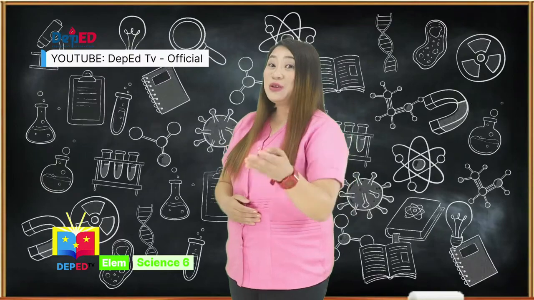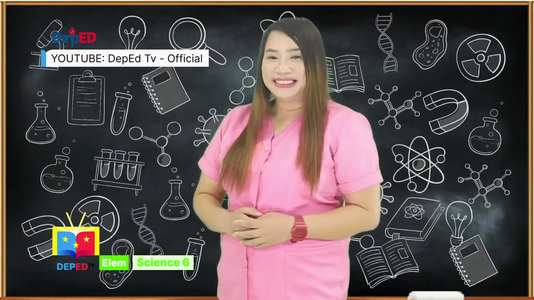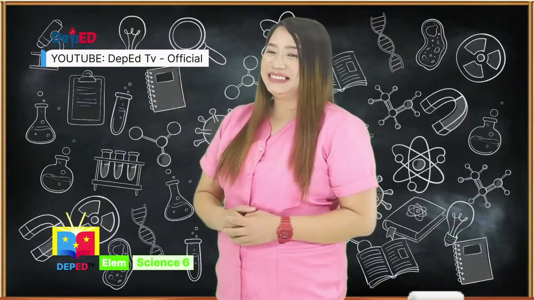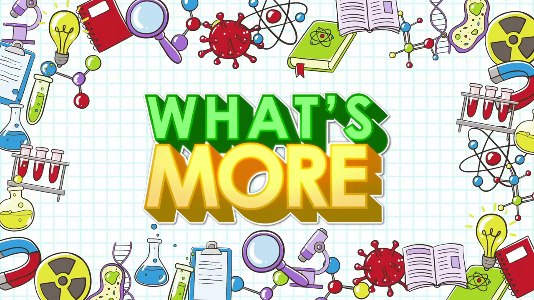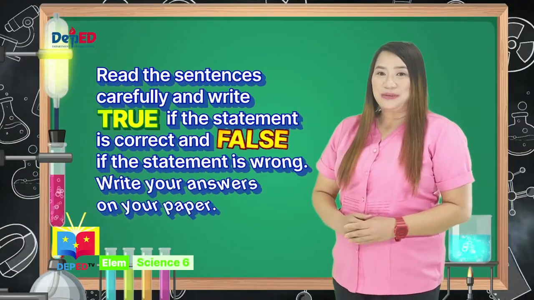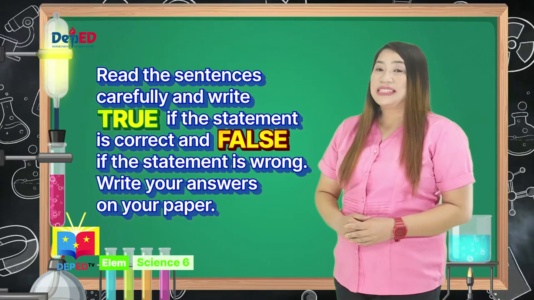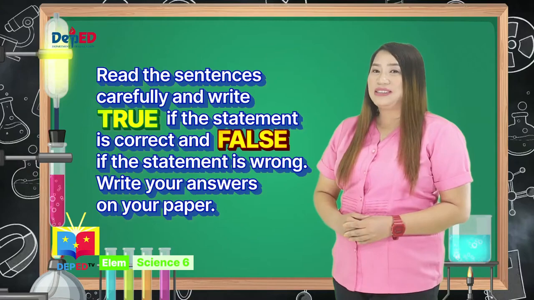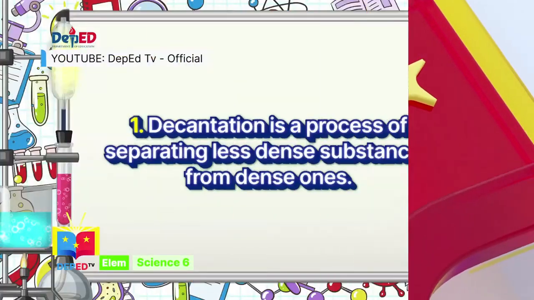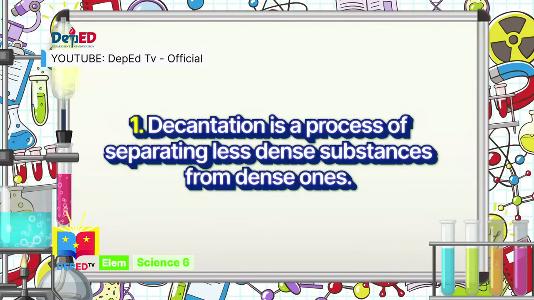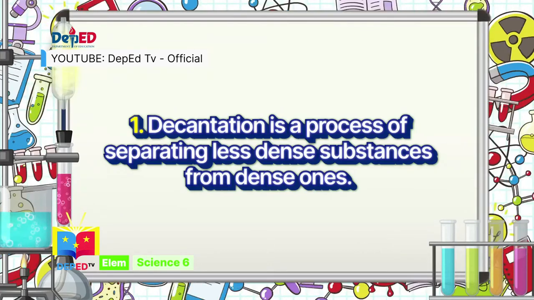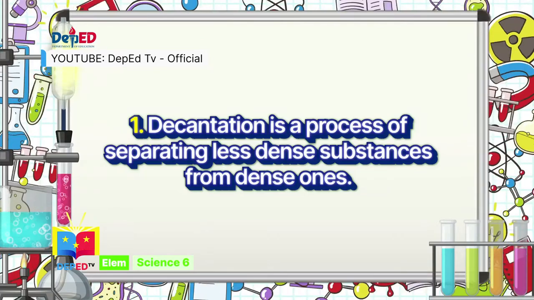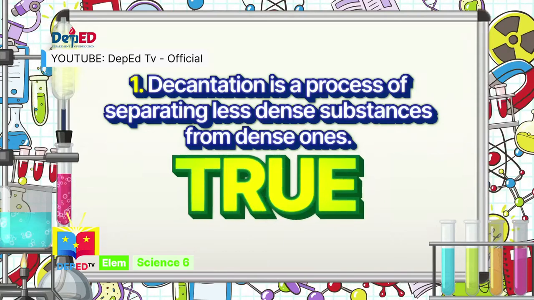Science-minded learners, do you want another activity? Yes! Let's move on to What's More activity. Read the sentences carefully and write true if the statement is correct and false if the statement is wrong. Write your answers on your paper. Number 1. Decantation is a process of separating less dense substances from dense ones. The correct answer is true.